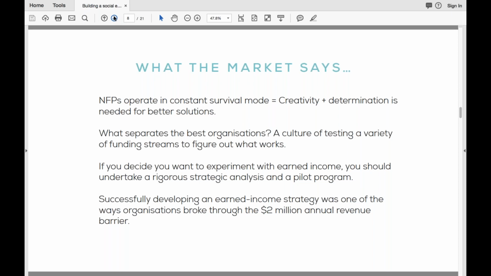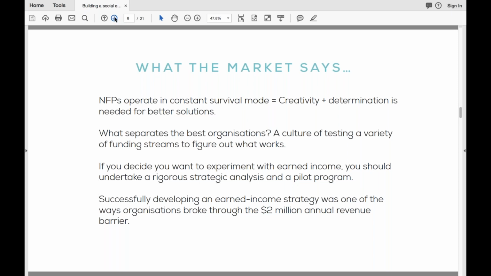If you decide you want to experiment with earned income, you should undertake a rigorous strategic analysis and also a pilot program. So those two middle points there, it's important to trial and error and fail. There's nothing wrong with that. I suppose before that step, you want to develop that strategic plan. And when you go live, it is a pilot. It may tweak, it may adjust from what you ultimately have developed, but that pilot period, which could be a month, it could be a 12-month pilot period for a new initiative that you have, allows you to adjust and tweak that particular new revenue model.